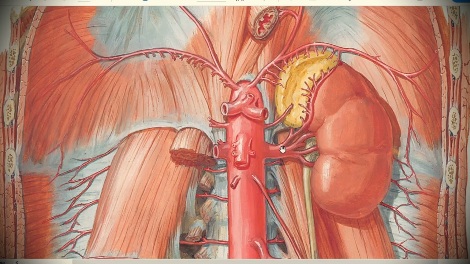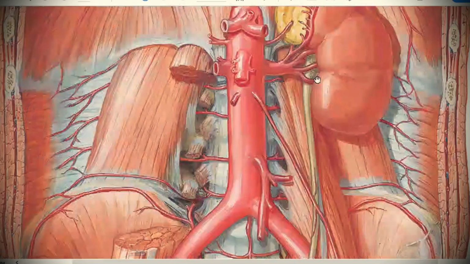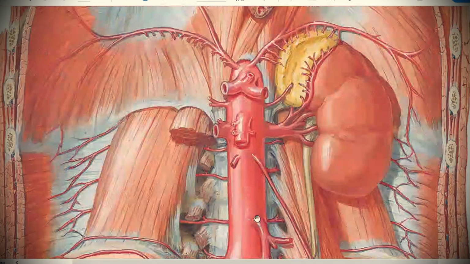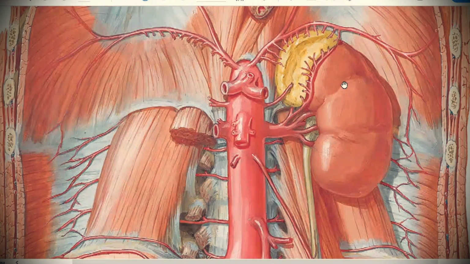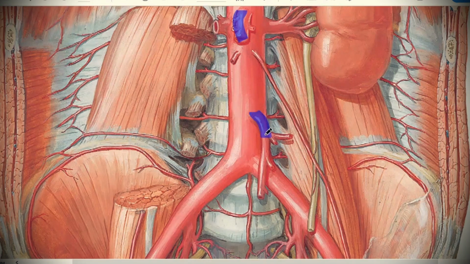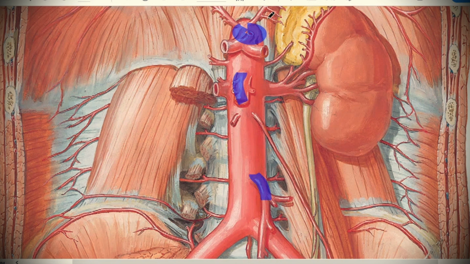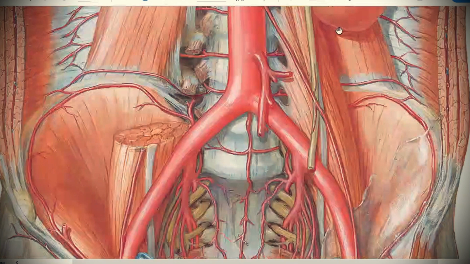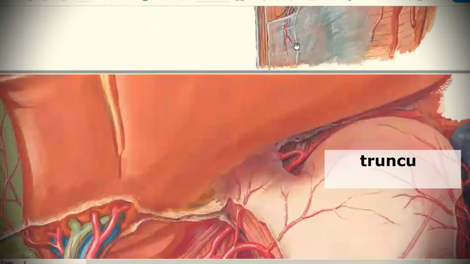I guess the main part of this topic is the unpaired branches. We have only three of them, but these three branches supply almost all your viscera of the abdominal cavity. So they are truncus celiacus, celiac trunk, arteria mesenterica superior, and arteria mesenterica inferior. So here are these three unpaired visceral branches. And we will begin with this truncus celiacus.